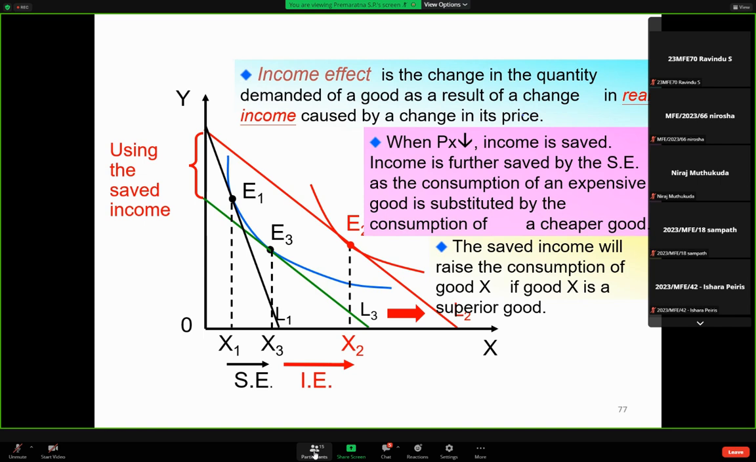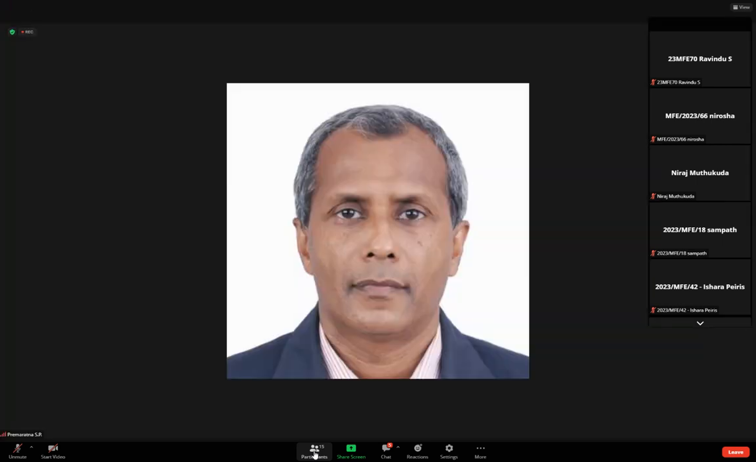To understand these two effects, income and substitution effect, there are two methods, the Slutsky and Hicksian methods. Next week I will introduce these two methods, how to identify the substitution effect and the income effect. With that, I'll stop. If you have any questions, you can ask me. Otherwise, you can leave the meeting. I will also leave the meeting in 2 minutes.